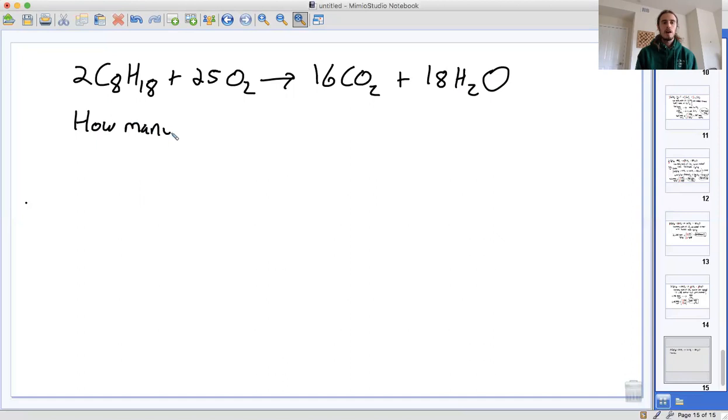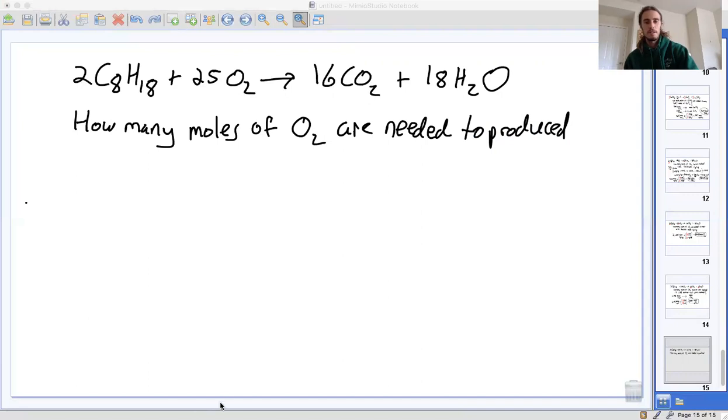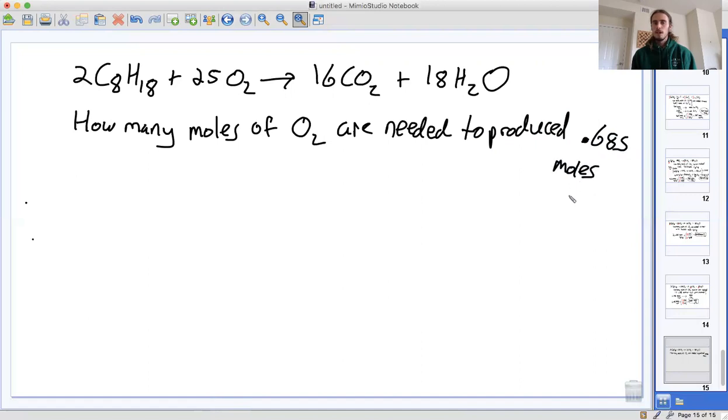How many moles of O2 are needed to produce, let's see, what was that number again? See, I can't remember the number. There's no way I can remember the number. 0.685 moles of water.